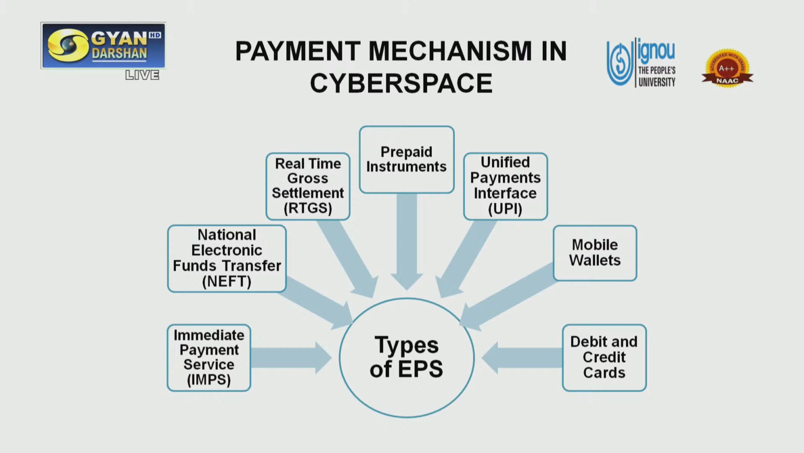Real-time gross settlement, RTGS, is also going on, and prepaid instruments. So this unit highlights day-to-day e-commerce and online payment activities, and gives case studies, that is UPI, which we use through Bheem or other mobile wallets like Bheem Pay, Google Pay or Paytm, and then debit cards or credit cards, that is Visa and MasterCard. So you are much aware of these payment mechanisms.